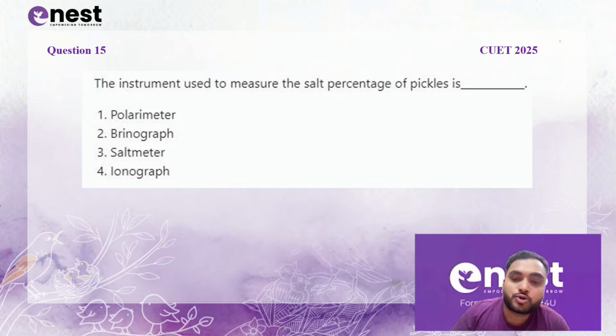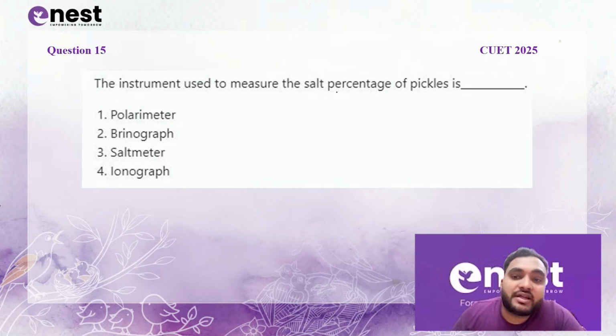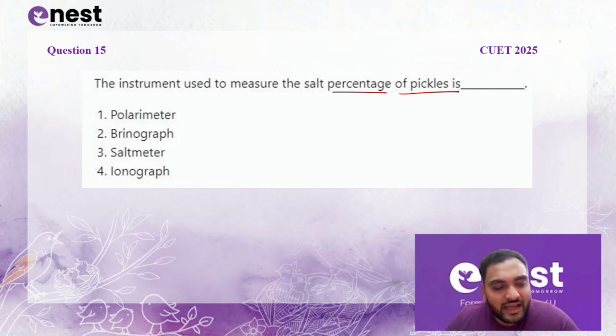Coming to the last question of this video. The instrument which is used to measure the salt percentage of pickles is known as, and for the people who are in the class, we have discussed this enough number of times that the option is salt meter. Salt meter is the instrument which is used to measure the specific percentage of salt in the pickle.